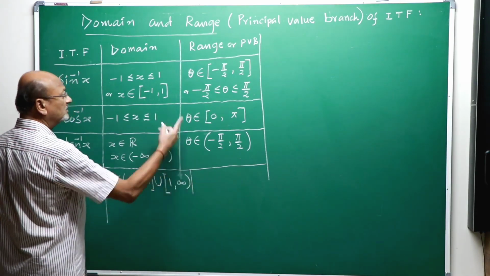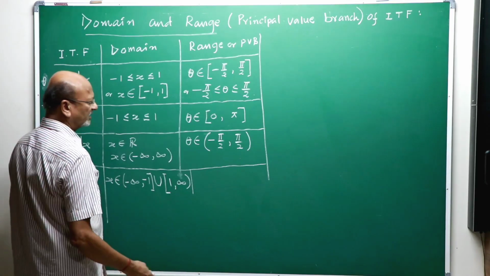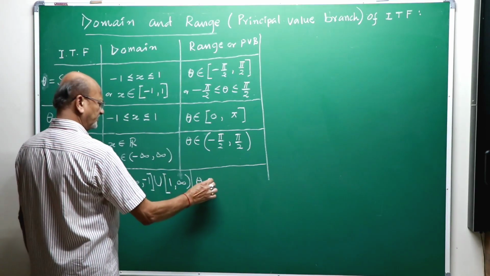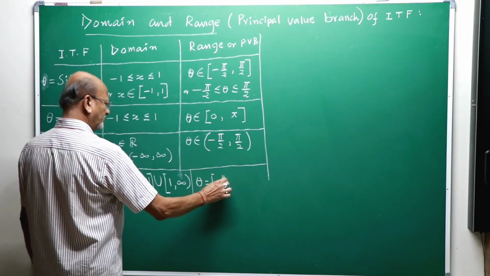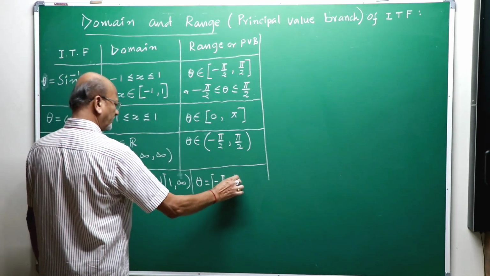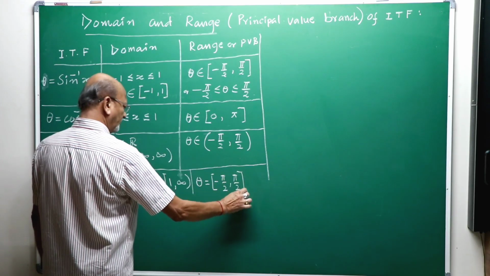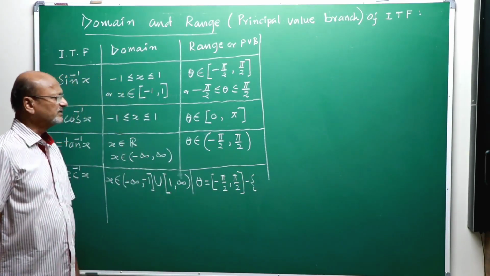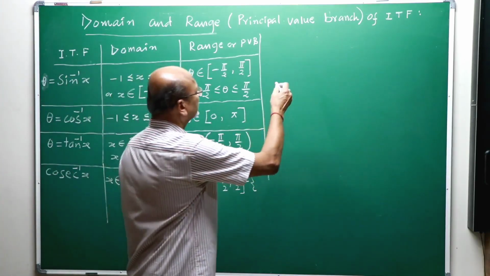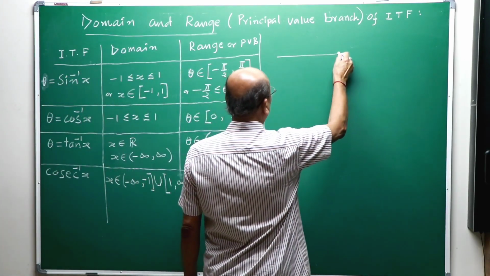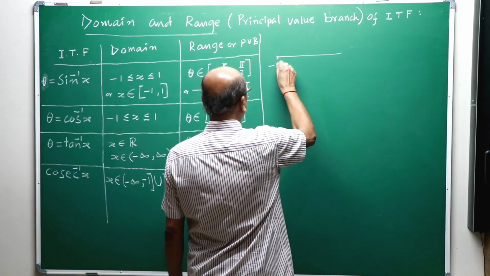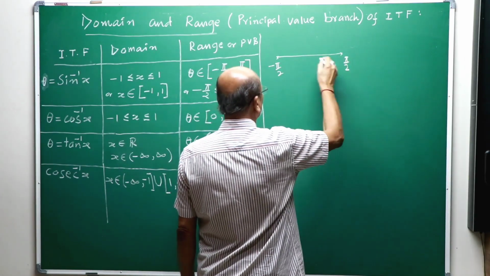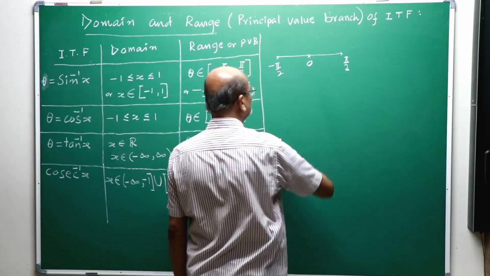And the range is theta, the same, closed interval minus pi by 2 to plus pi by 2. My friends, here there is one value excepted in the interval. What is that interval? It is minus pi by 2 to plus pi by 2. Not all values, except one value here. That excepted value is 0.